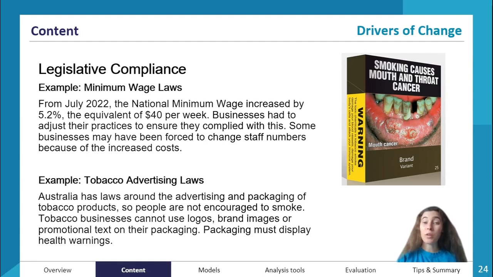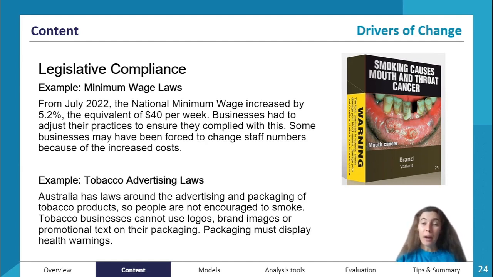And that can have lots of different flow ons. It's not necessarily just a straightforward thing all the time when it comes to legislative compliance, because some businesses may just not have the means to comply with laws. And that means that, for example, in this case, they may need to reduce their staff numbers because they can't sustain the new level of pay for the number of employees that they have.